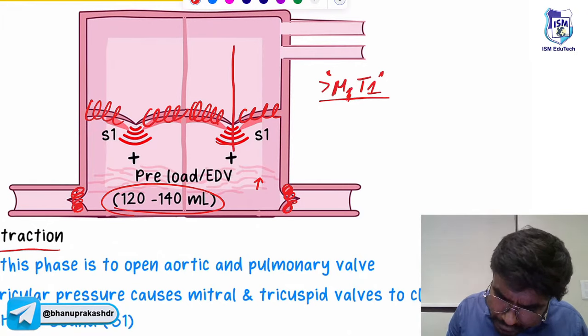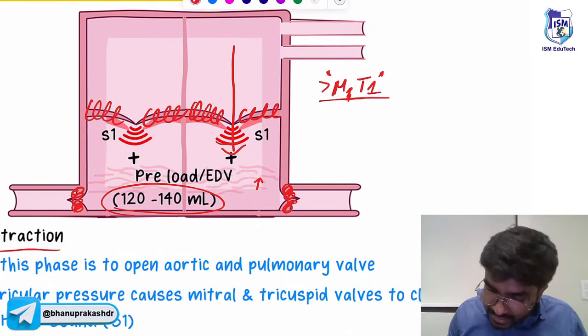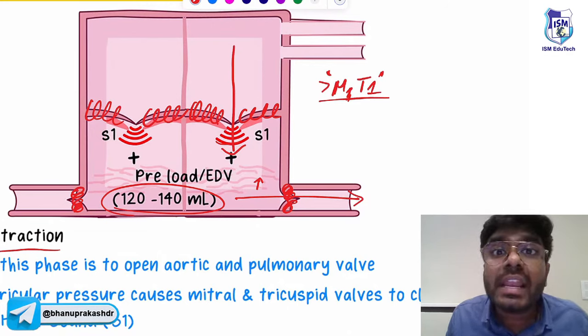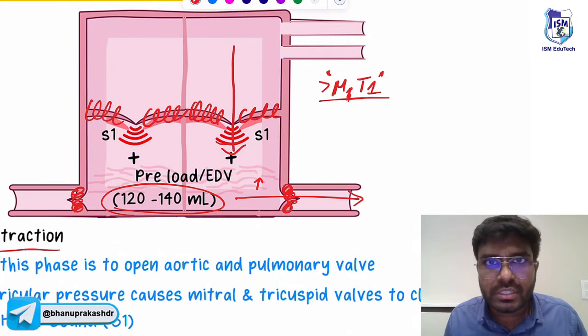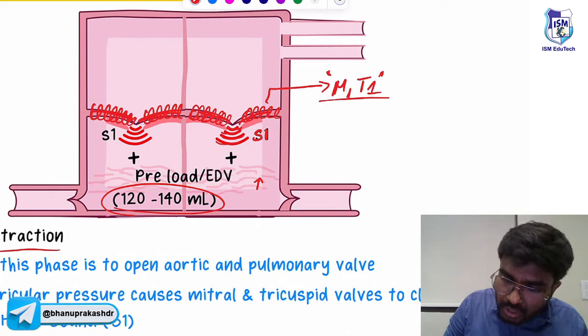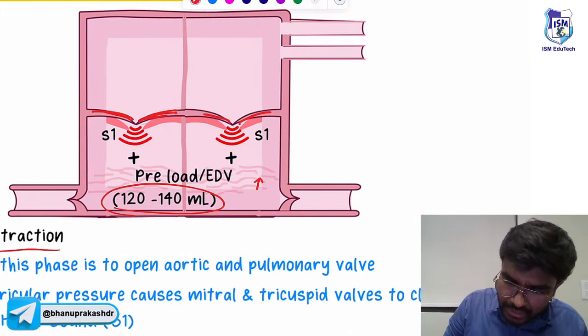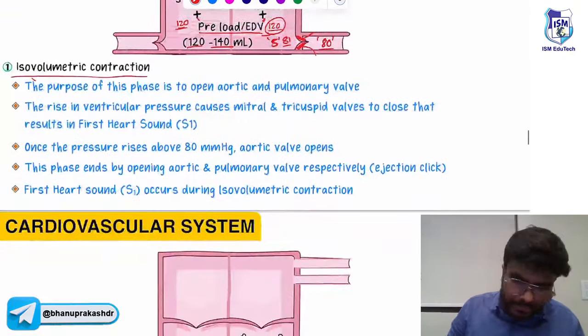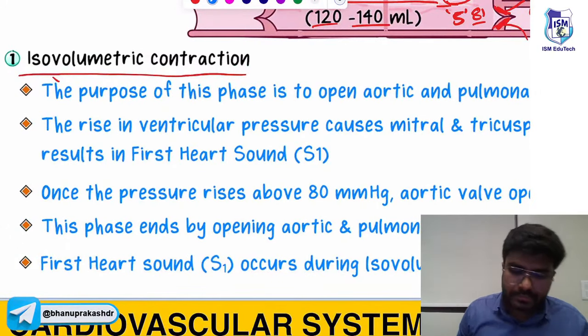Is there any new blood coming into the ventricle? No. Is there blood going out of the ventricle? No. So nothing is coming into the ventricle, nothing is going out of the ventricle. So that's why this phase is called what? This phase is called isovolumetric contraction. That's why the name, sir.